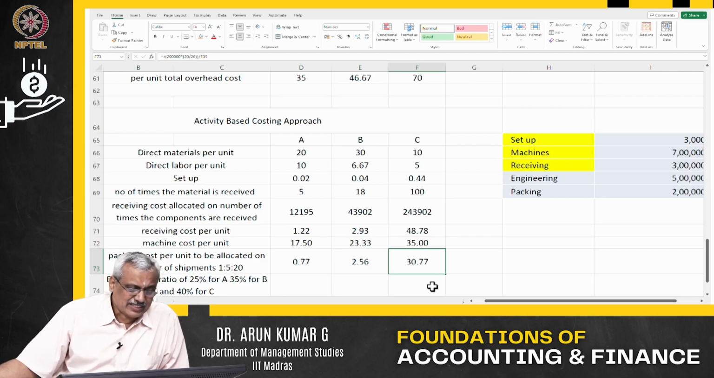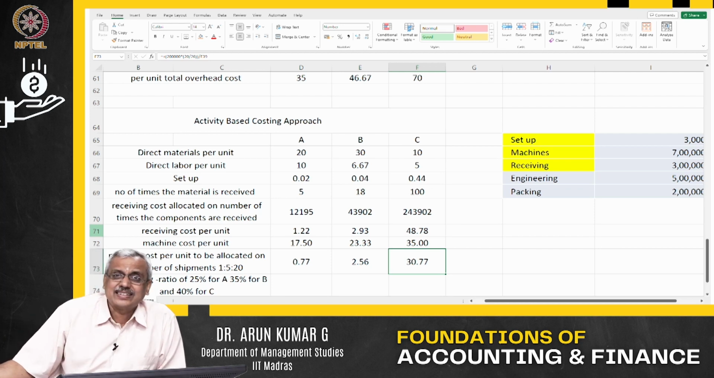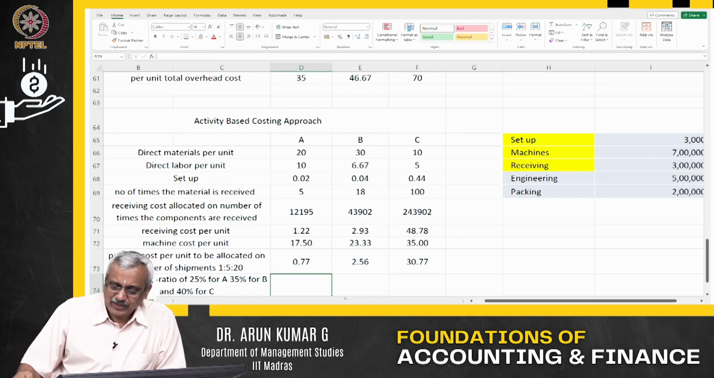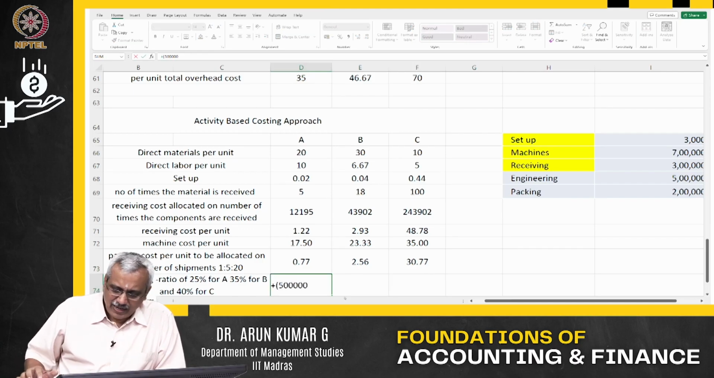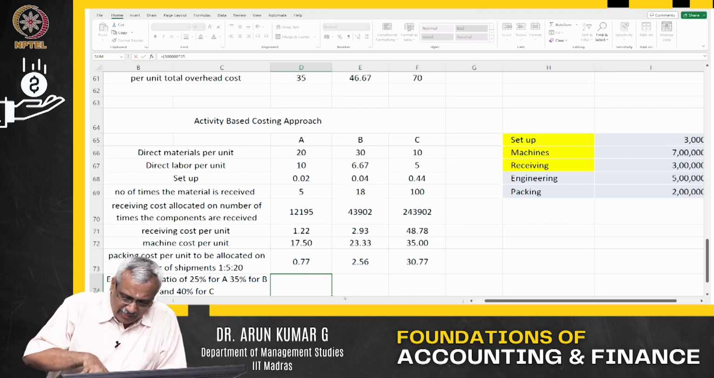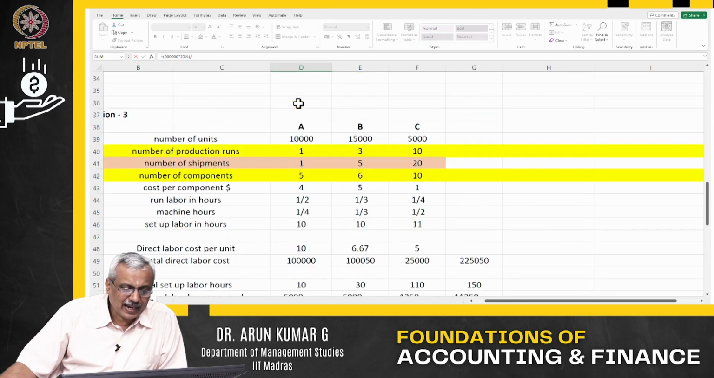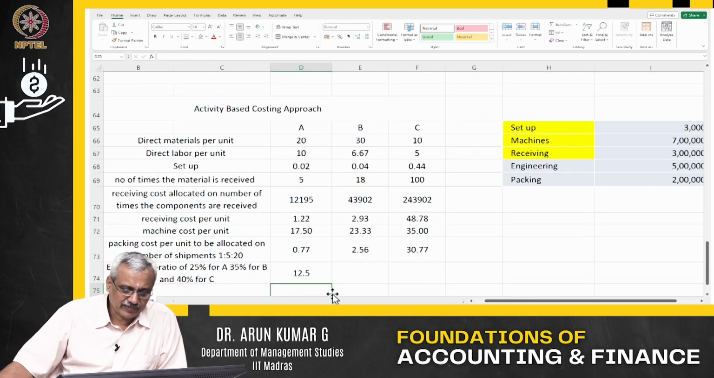So there are situations when you may have to use subjective assessment, but subjective also cannot be very arbitrary. It has to be based on some evidence. In this case, the evidence could be the discussions, like I said, with the welfare center. Now let me look at dividing this particular cost. Based on that, about 500,000 is spent on engineering, times 25% for product A, divided by the number of units of product A. So per unit, my cost is about 12.5.